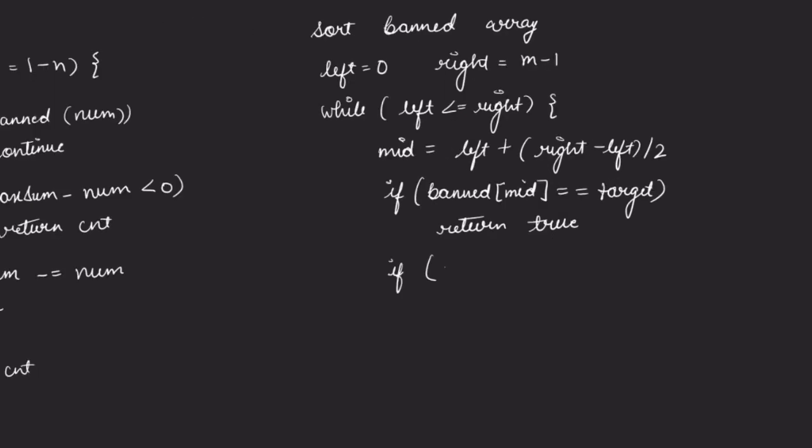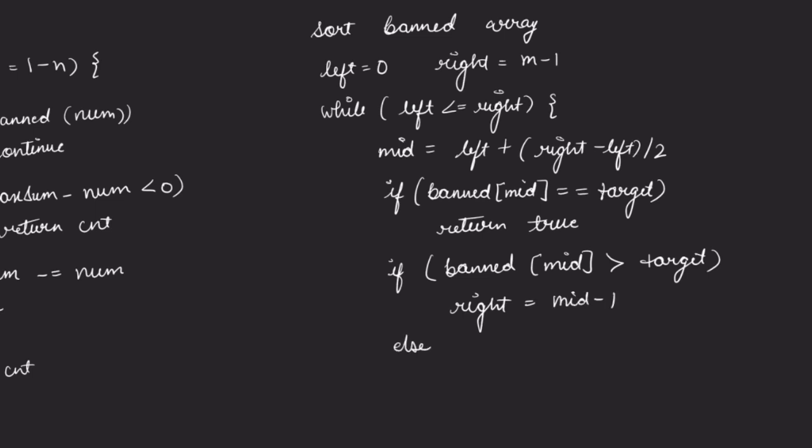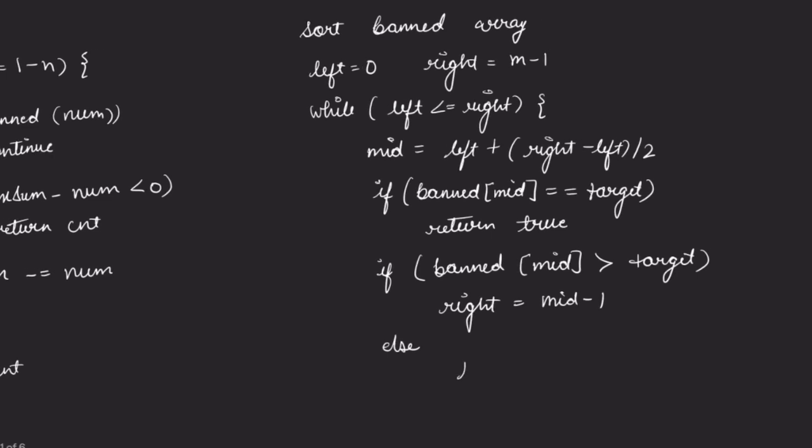Otherwise, you will check if band of mid is greater than target. If it is greater than target, then that means we should look in the left half. And if we want to look in the left half, we will update our right to mid minus 1. Otherwise, we need to look in the right half, so in that case, we will update our left to mid plus 1, right?